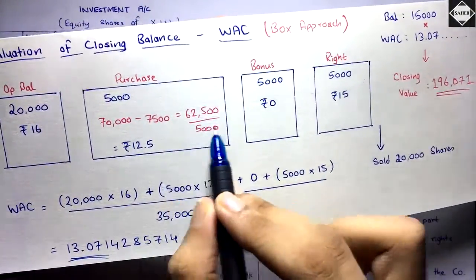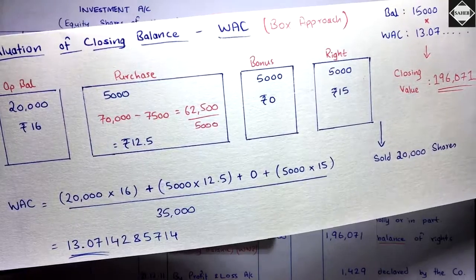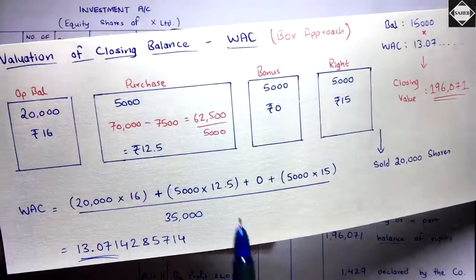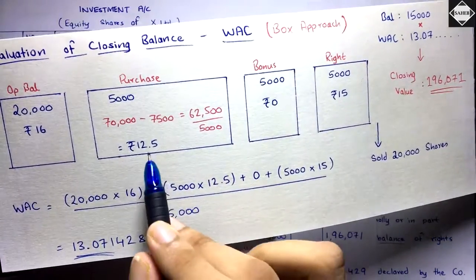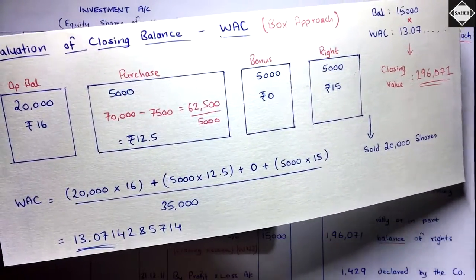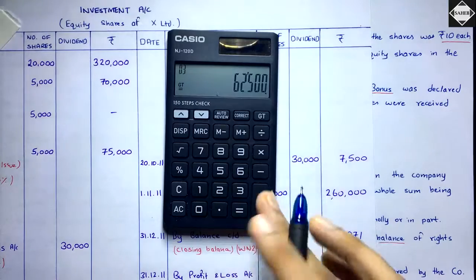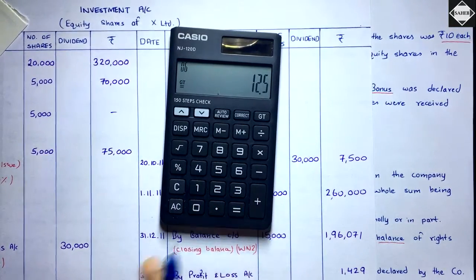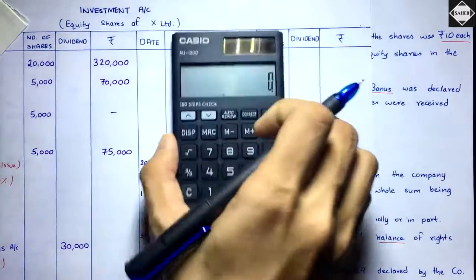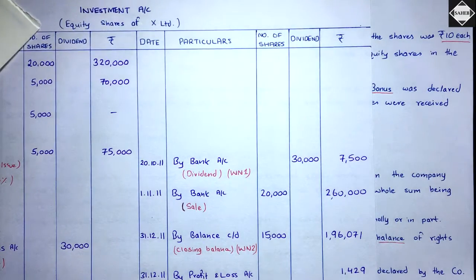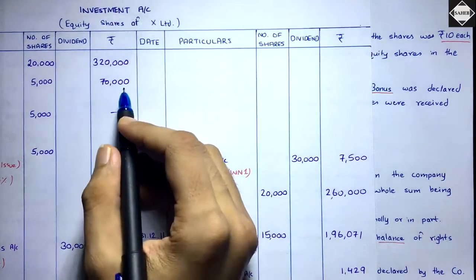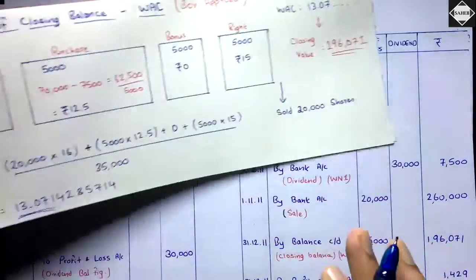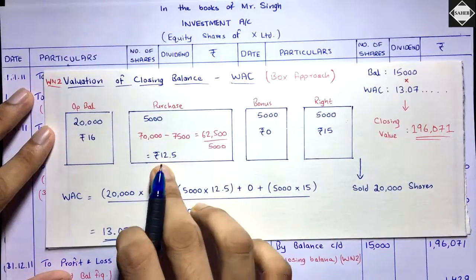Then you have to divide it by the number of shares, 5,000, which you purchased. So 62,500 divided by 5,000 gives a price of 12.5 rupees. समझ में आया? Simple. So 12.5 is now the actual cost per share. It reduced. Why did it reduce? Because you deducted the dividend from the cost. Did you understand how I got this 12.5? Easy, right?